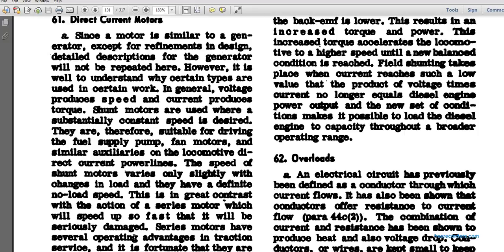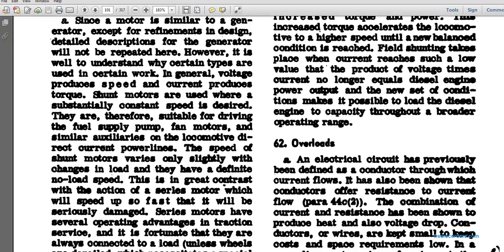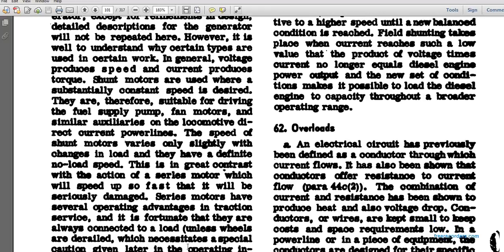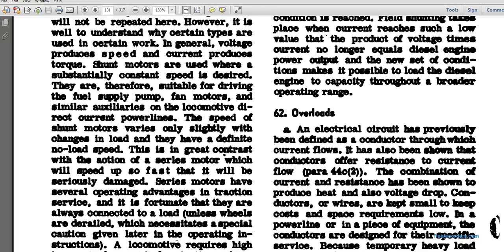Without load it will speed up and have serious damage. Series motors have a serious operating disadvantage. In traction service, fortunately, they are always connected to the load unless the wheels are derailed, which will necessitate a special caution given later in the operating instructions.